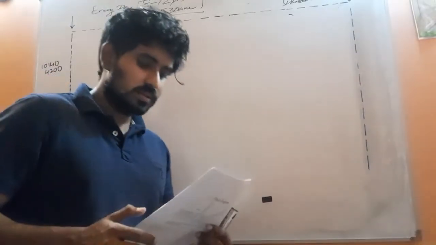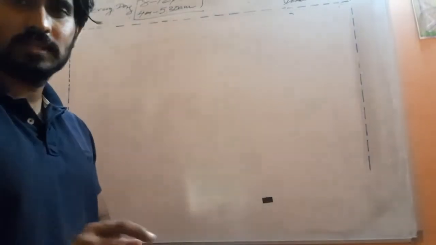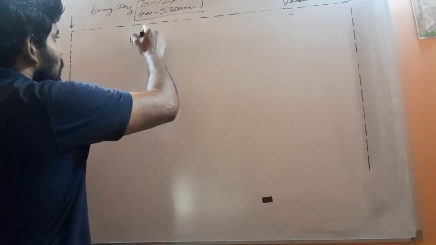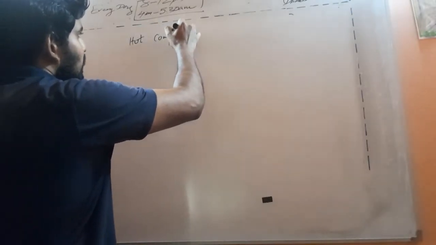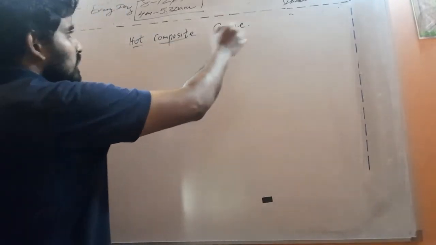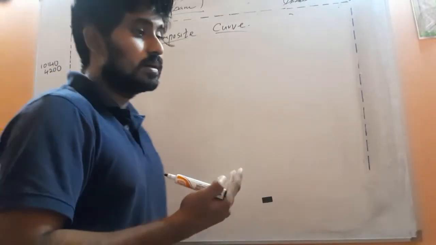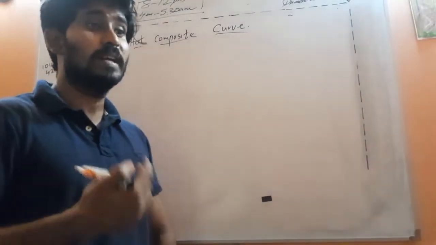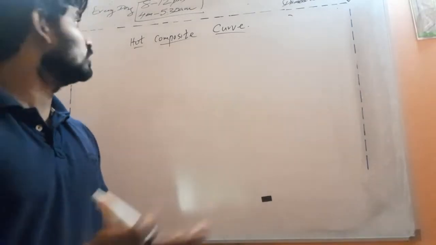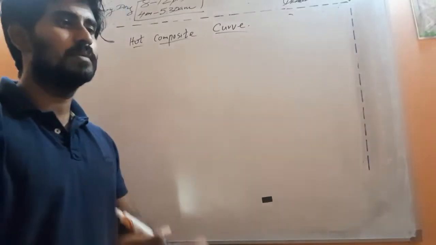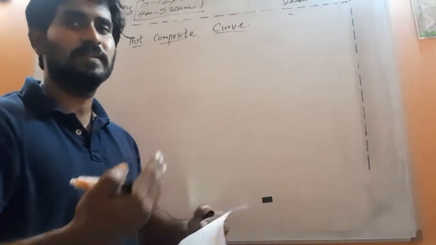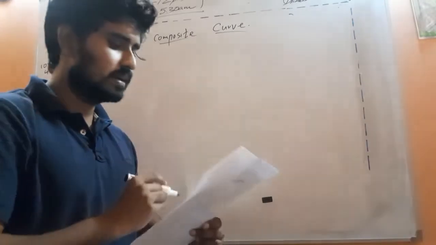Okay, right. So now we will see how to sketch the hot composite curve. So our first target is to sketch the hot composite curve. Before sketching it, the very first thing you have to do is identify what temperature profiles we need in order to sketch the hot composite curve. Because in the problem, they are going to give us a lot of profiles, so we have to clearly identify them. In the first part, I have explained that.